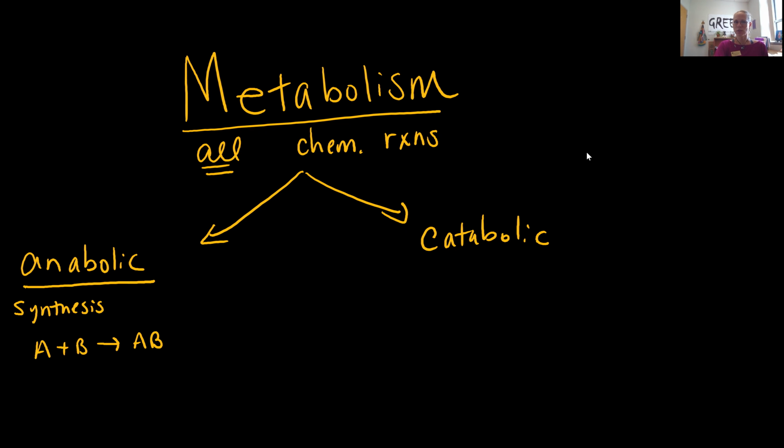Catabolic reactions are the opposite. These are the breakdown or the decomposition reactions. So notice we're just going in the reverse. So we're starting with our product AB and we're breaking it down into its components A and B separately.